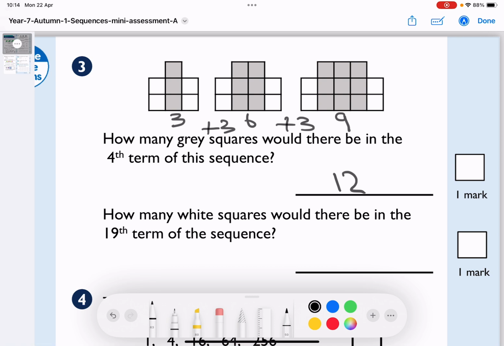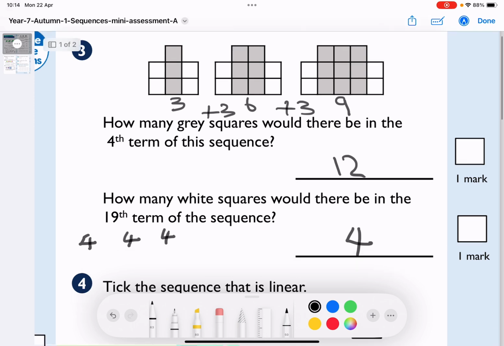How many white squares would there be in the 19th term of the sequence? Well, let's have a look at the white squares. There are 4 in the first shape. There are 4 in the second. There are 4 in the third. So I can see that the white never changed. So in fact, there will be 4.